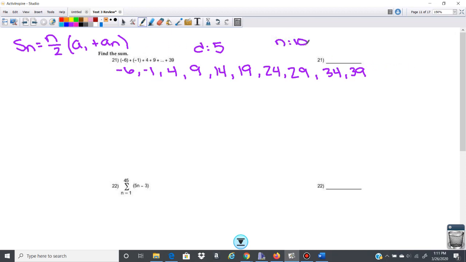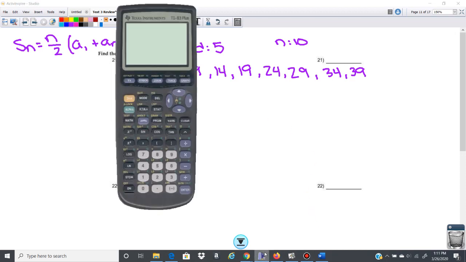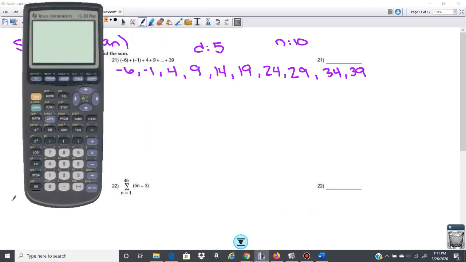Another thing that you could do here is you could go 39 minus -6. So find the difference between the last number and the first number. Okay, and then you're going to divide by the common difference. But then you have to add 1, okay? I don't really like doing that all the time if I can avoid it, because sometimes people forget to add the 1.